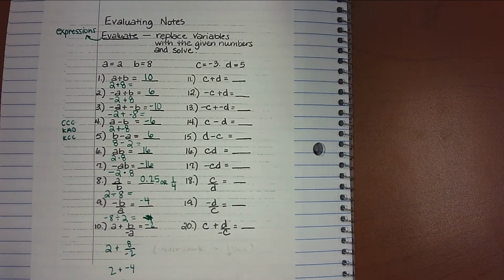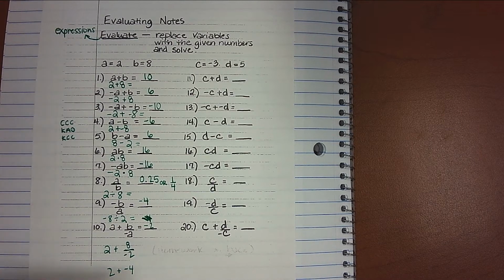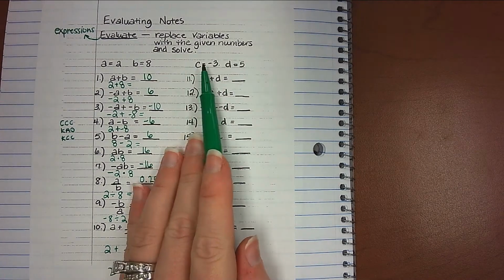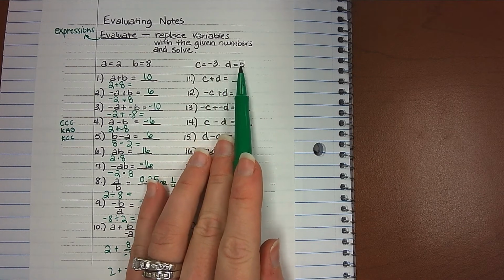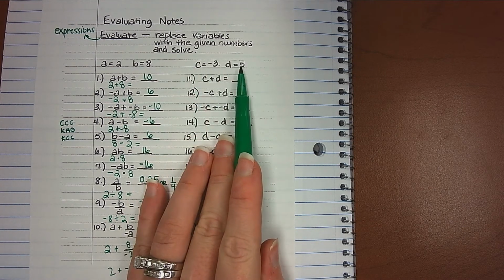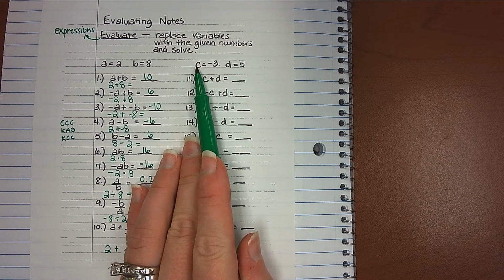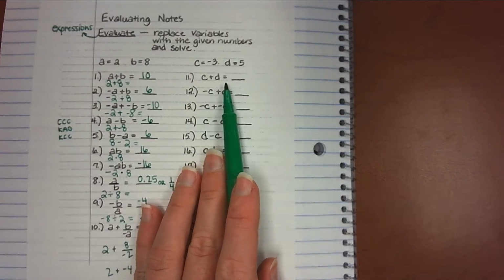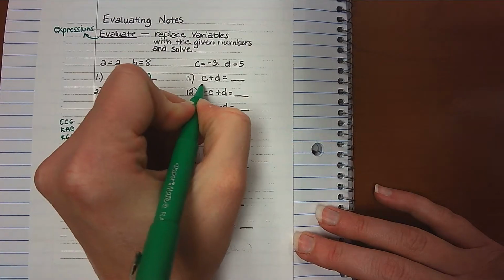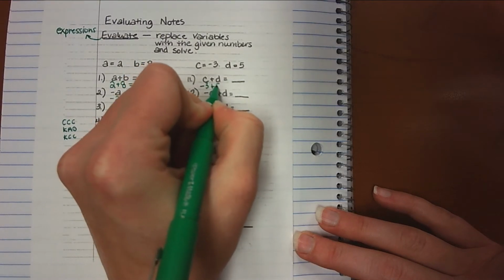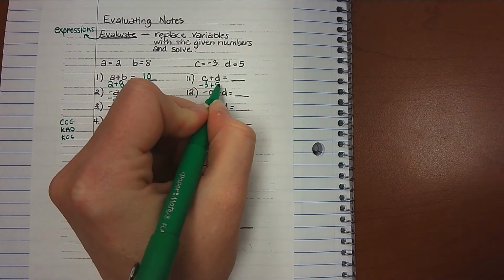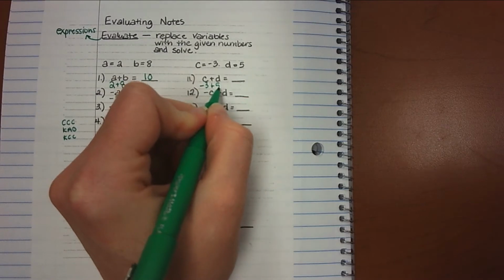We evaluated for A and B in this left-hand column. Now for the right-hand column, we're going to be using C equals -3 and D equals 5 as the numbers to plug in for our variables to evaluate these expressions. So the first one is C plus D, and C is -3 and D is 5. And so -3 plus 5, signs are different, so I'm going to subtract.